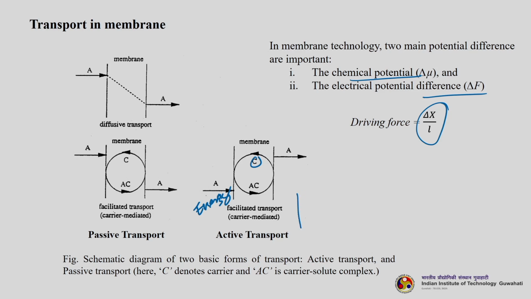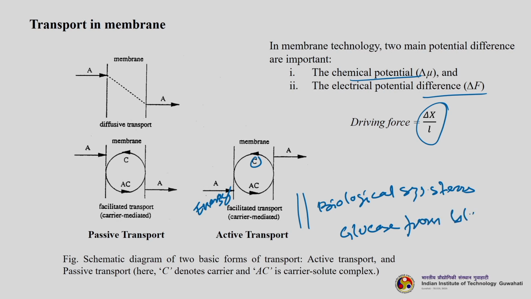So, these active transports are mostly biological systems, as we will see. Okay. So, glucose transport: transport of glucose from blood to liver cells, because in liver cells the glucose is present in very high concentration.